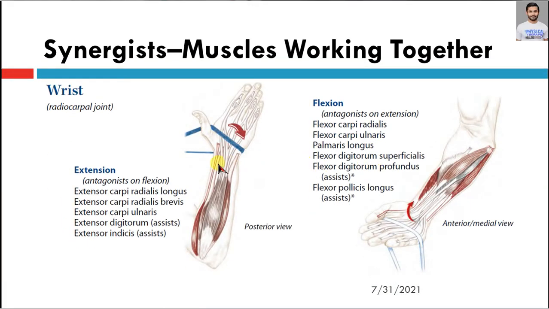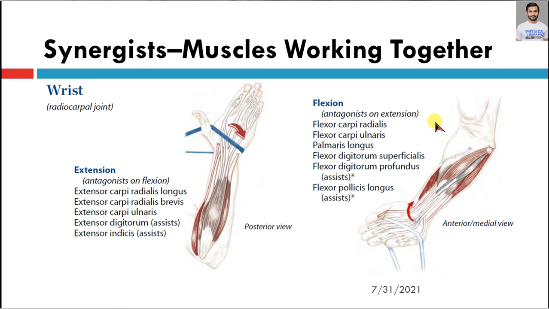In the wrist, there are muscles that work to perform the movements of extension and flexion, with almost similar muscles. There is extensor carpi radialis, so there will be flexor carpi radialis, extensor carpi radialis brevis. Again, there will be flexor carpi ulnaris, extensor carpi ulnaris, extensor digitorum, flexor digitorum superficialis and profundus, and extensor indicis. But there is no flexor indicis.